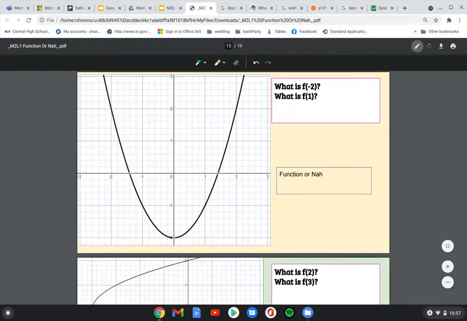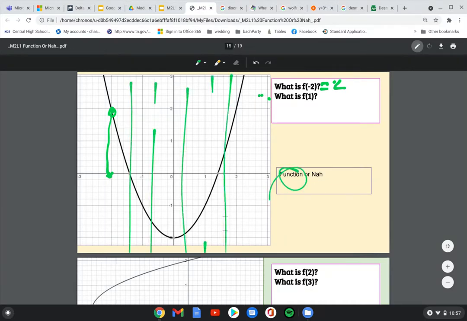What is f of negative 2? Let's look. Here's negative 2. I draw it. It's at 2. That's a terrible 2, and I'm so sorry. You can do that with f of negative 1. Is this a function or not? This is a function, because if I draw a vertical line, it only hits my graph at one single point.